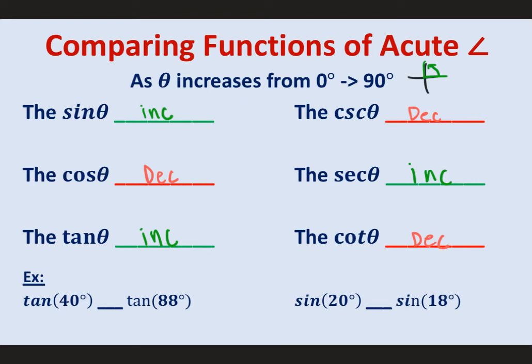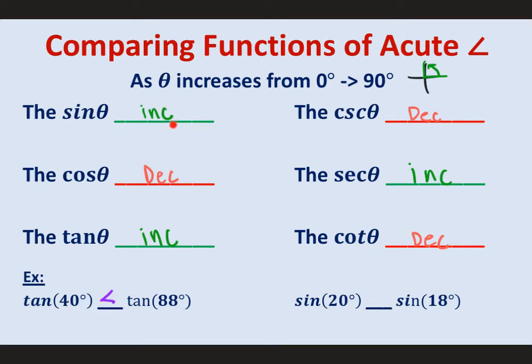Now, a lot of times if you have a calculator, you can just plug this in and see it. But if you didn't have a calculator on you and you're trying to figure out which one of these is a bigger value, you know that as tangent goes from 0 degrees to 90 degrees, it increases. So 40 degrees to 80 degrees, the bigger the angle for tangent, the bigger the value. So we'll say the tangent of 88 is going to be bigger than the tangent of 40. Another way we say this, tangent of 40 is less than the tangent of 88.